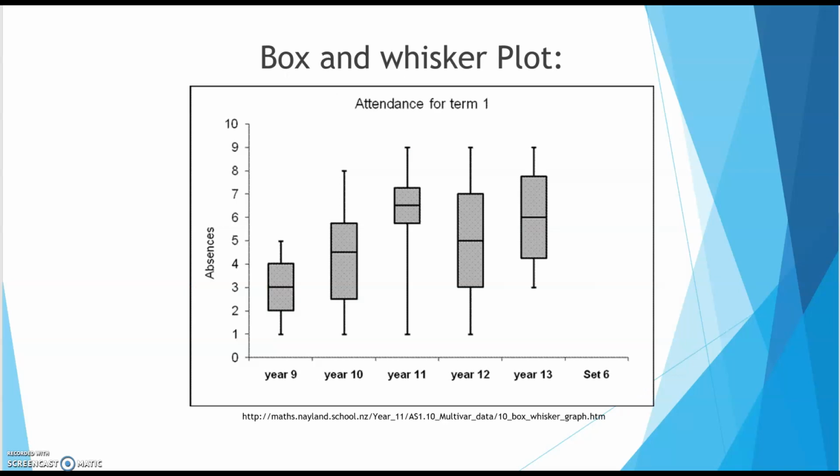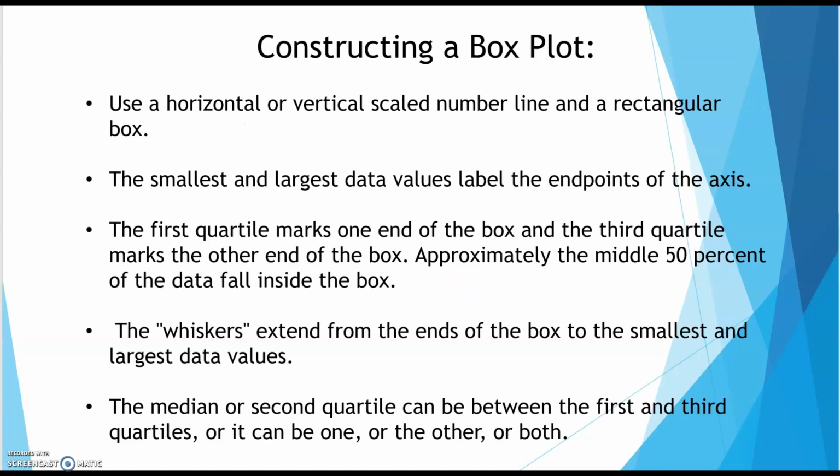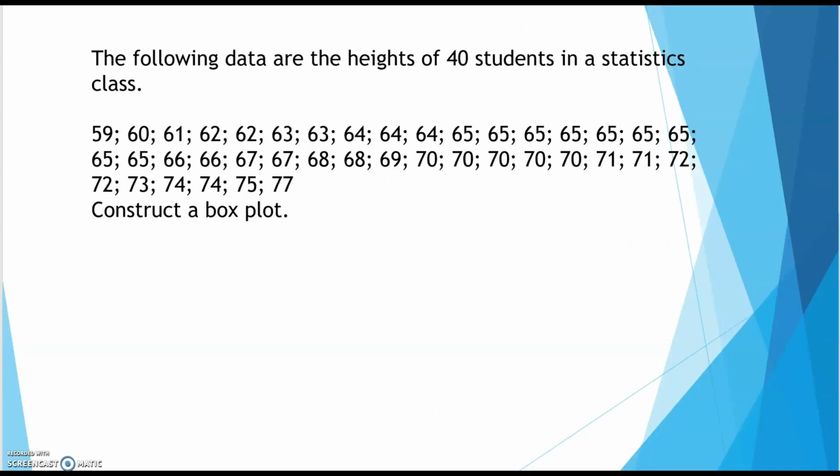This is just showing you that you can have multiple box and whisker plots on the same graph. So this is different data. According to this graph, you've got different data by the different years. Notice how your median is not always smack in the middle of your box, and your whiskers can be longer or shorter. They don't have to be exactly the same on either side. That's how you construct a box plot. Let me show you how to do that.